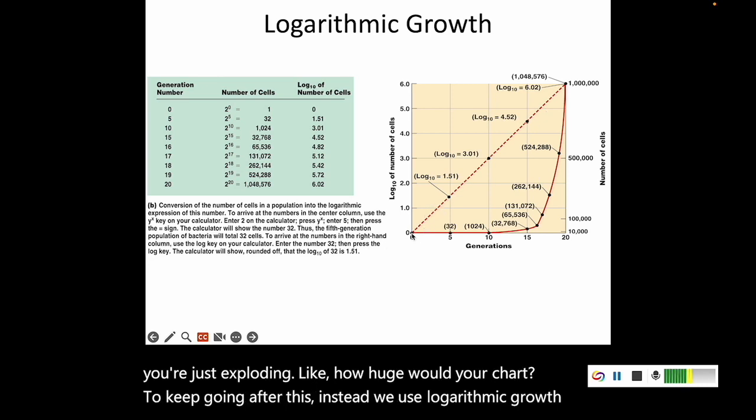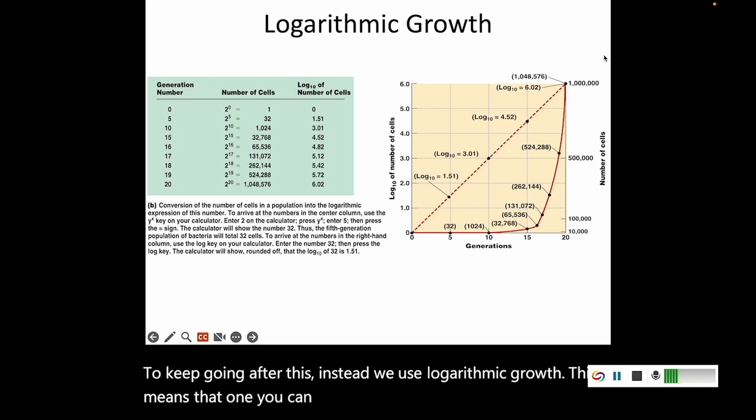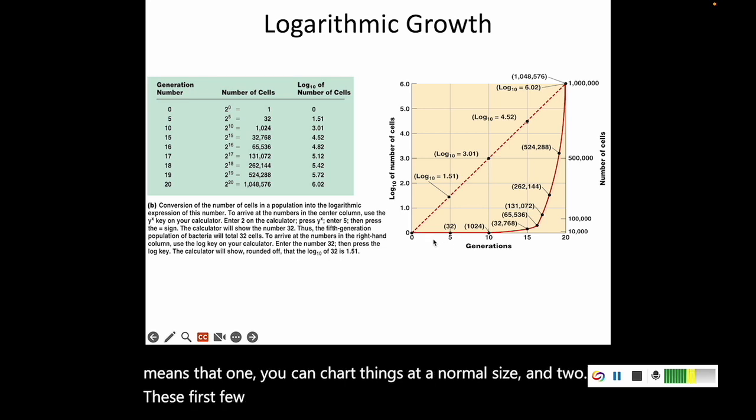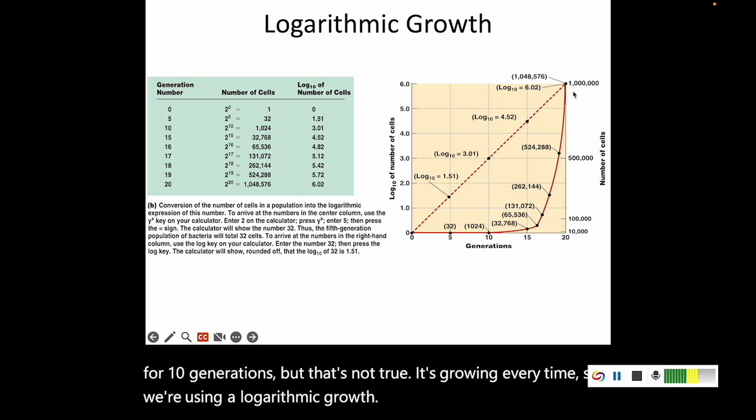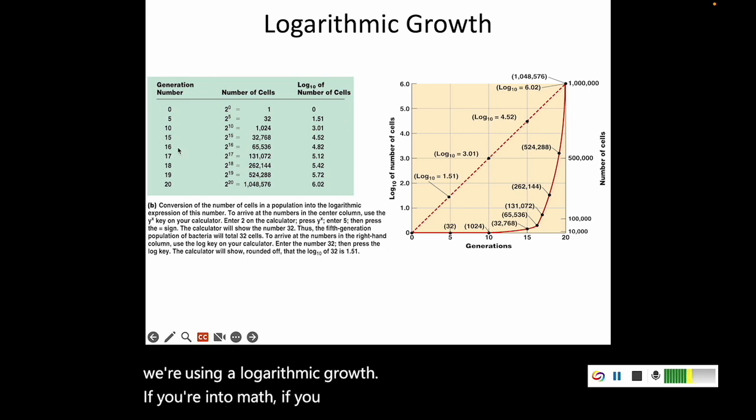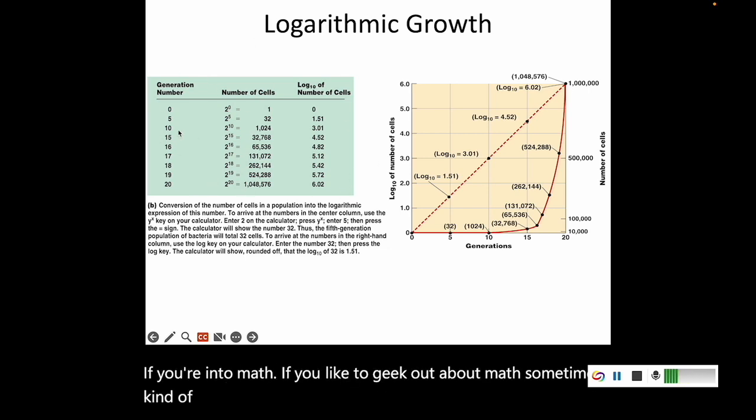This means that, one, you can chart things at a normal size, and two, in these first few generations, it looks like nothing's grown for 10 generations, but that's not true. It's growing every time. So we're using logarithmic growth. If you're into math, if you like to geek out about math, sometimes I kind of like my numbers. You can see how many cells are growing after so many generations.